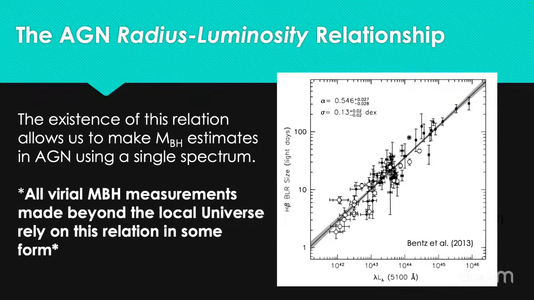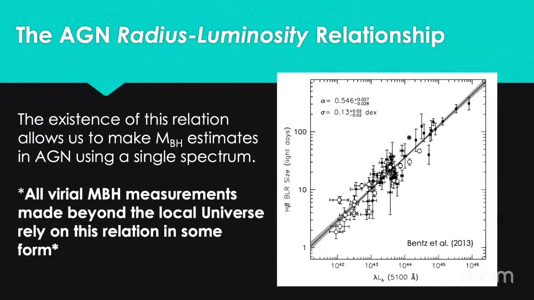People have used this relationship, which is calibrated off of reverberation mapping methods, to calculate the masses of black holes across the entire observable universe. Anytime you see a black hole mass claim for, like, a z of 8 quasar, those come from calculations based on the radius-luminosity relationship, which are based on reverberation mapping measurements. This is a really powerful tool, right? It allows us to make these measurements without such a heavy observational price. But we have to be careful with this, and I'll come back to that in a little bit.